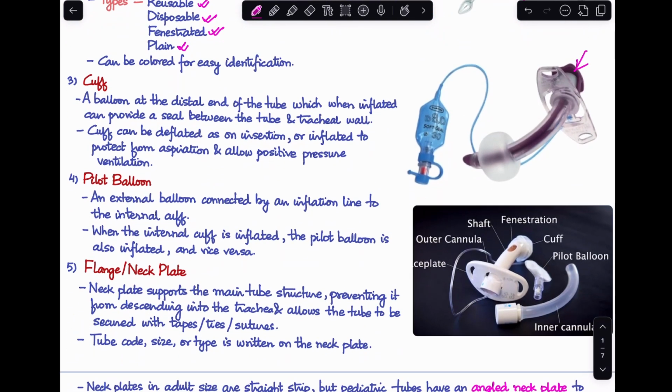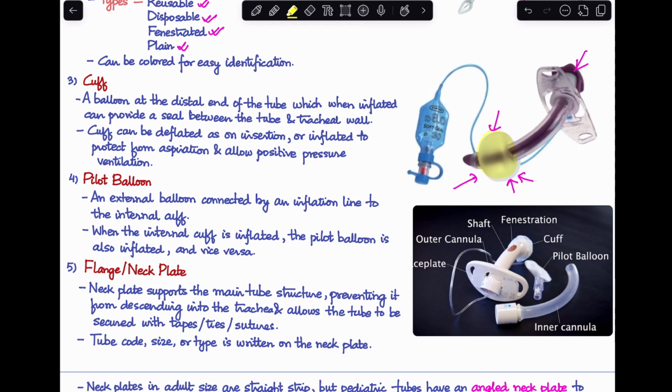Now let's look at the other parts. Other than the outer and inner cannula, we also have the cuff. If you look at the image over here, this is what the cuff looks like. The cuff is basically a balloon placed at the distal end of the tube. When you inflate this cuff with air, it helps to provide a seal between the tube and the tracheal wall. When you're inserting the tracheostomy tube into the trachea, the cuff should be deflated. After you have inserted it, you should inflate the cuff so as to protect the patient from aspiration and allow positive pressure ventilation. So, this is the purpose of having a cuff.